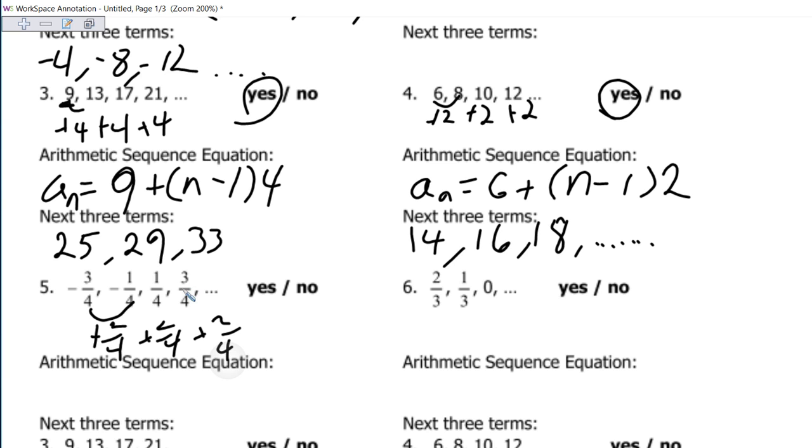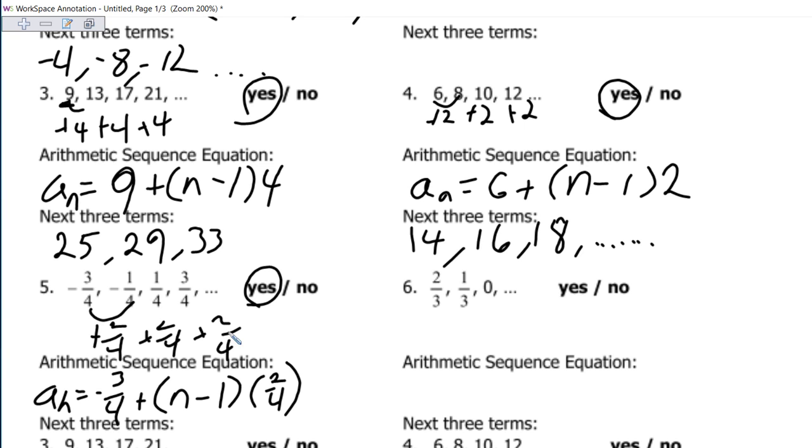So, what does that mean? Well, that means, first off, that this is an arithmetic sequence. My arithmetic sequence equation is going to be a sub n equals negative 3 over 4 plus n minus 1 on the outside of 2/4. And you could leave it as 2/4, but we all know that 2/4 is really just 1/2. And as your final answer, you should have something that's finalized and neat looking. Now, for the next three terms, we need to add essentially 2/4 to negative 3/4, which is going to be negative 1/4, and so on.